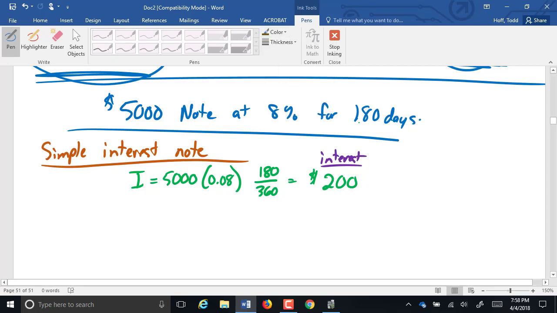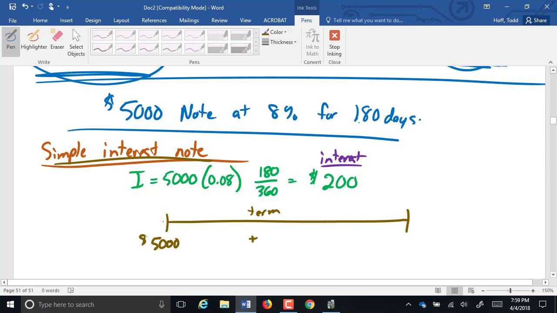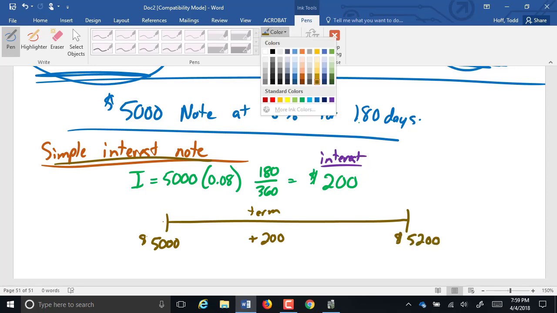Does that make sense? So what that means is at the beginning of this term, this is the term here. At the beginning of the term, how much money do we get? 5,000. Simple interest. During the term, there's interest of $200. At the end, we pay back 5,200.